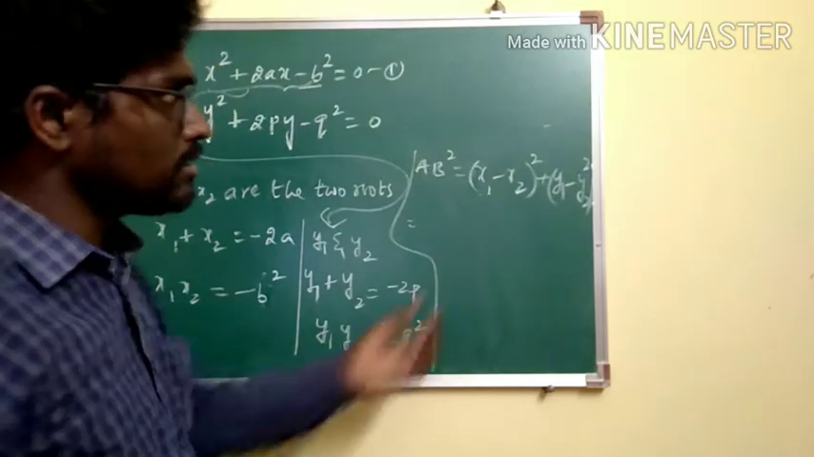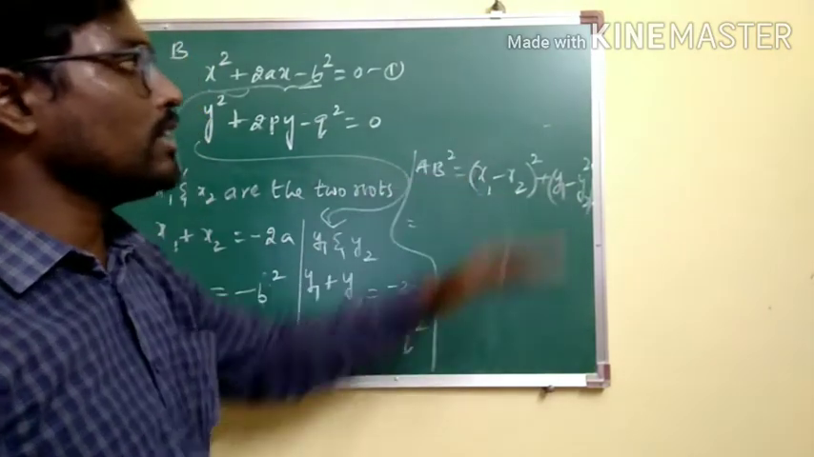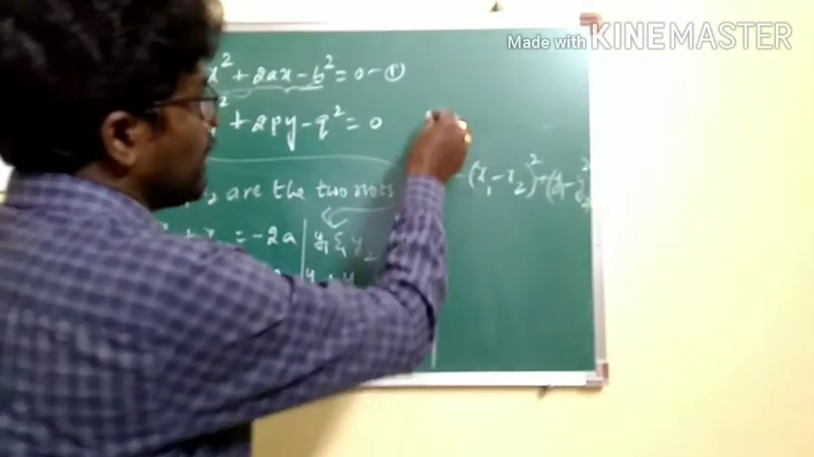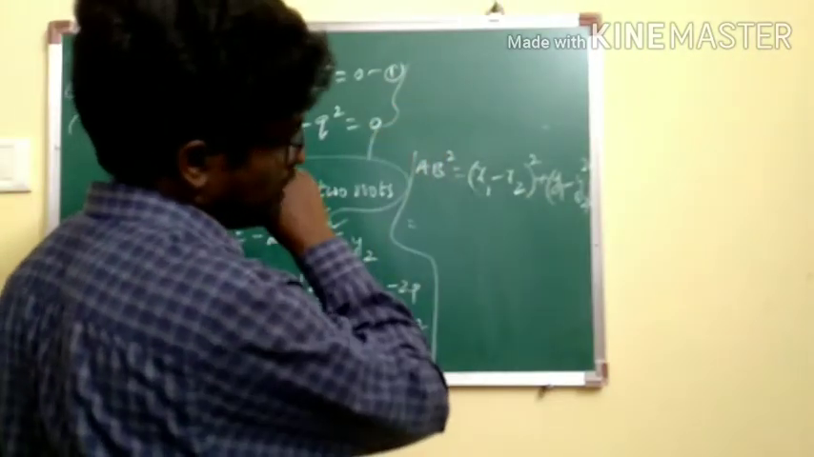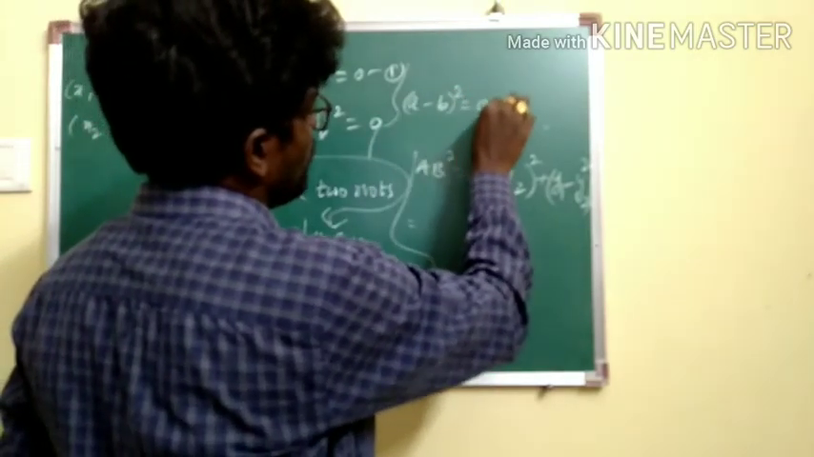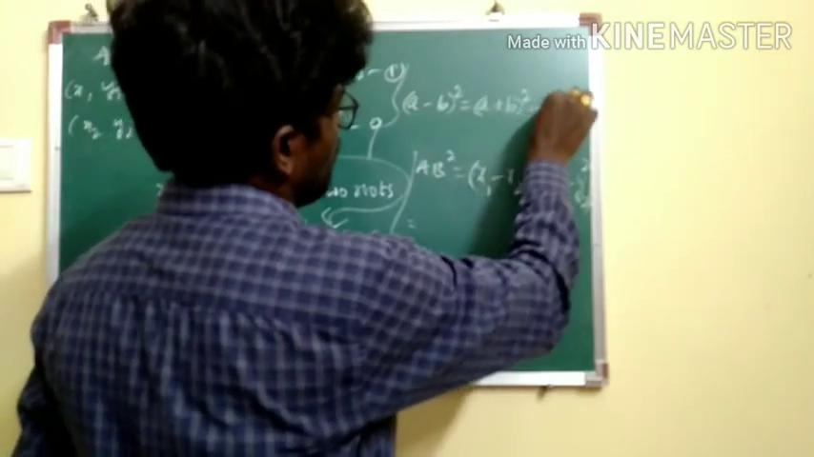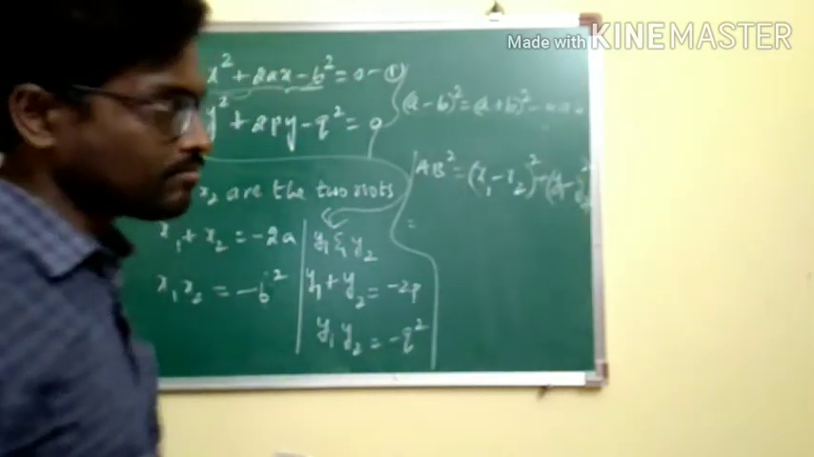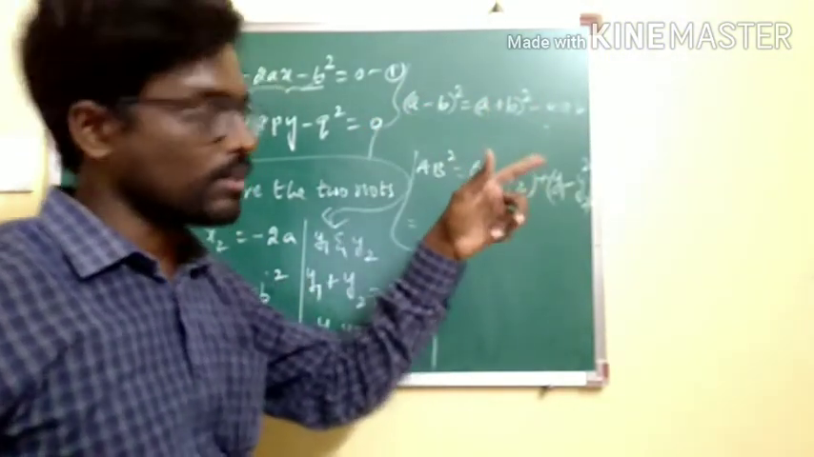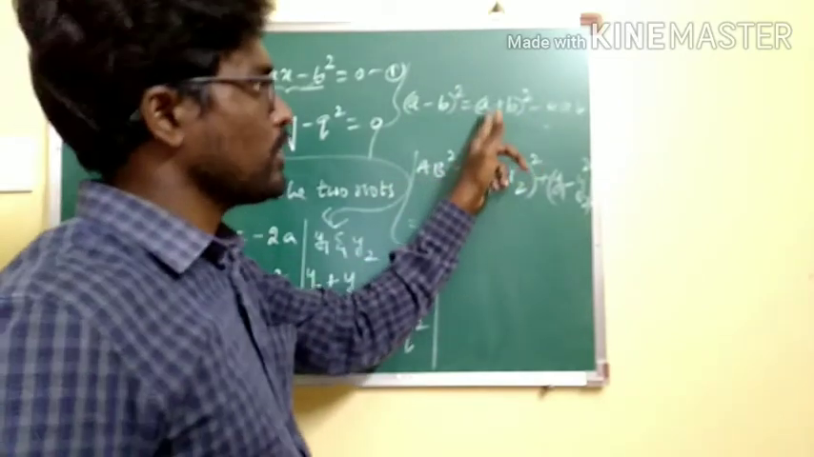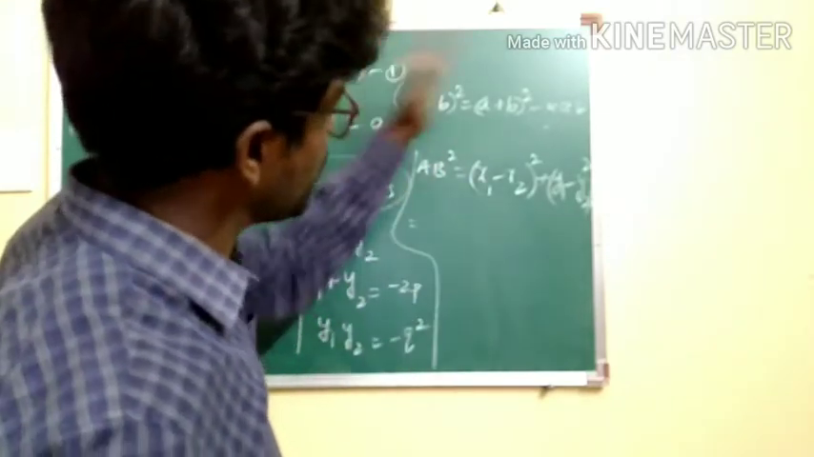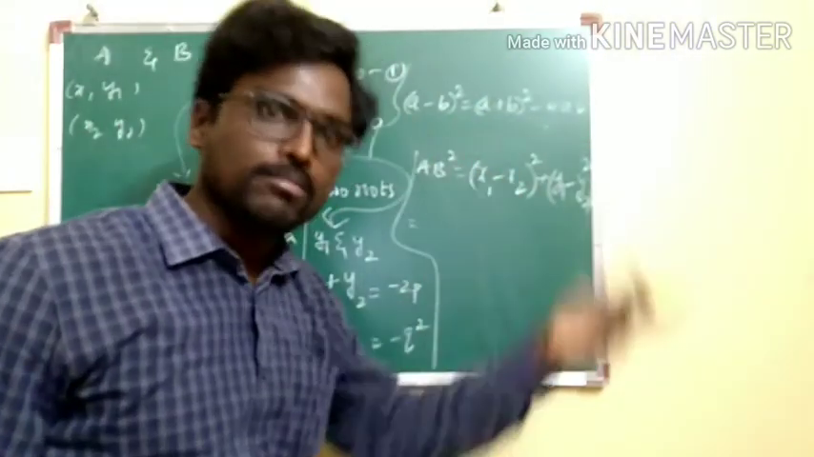x1 minus x2 is the difference of the roots x1 and x2, and we have its square. I think you might have learned some formulas in algebraic identities, that a minus b whole square is equal to a plus b whole square minus 4ab. Can we write like this? a minus b whole square means a square minus 2ab plus b square. On the right hand side, if you simplify, a square plus b square plus 2ab minus 4ab will give you minus 2ab. So a minus b whole square can be written as a plus b whole square minus 4ab.